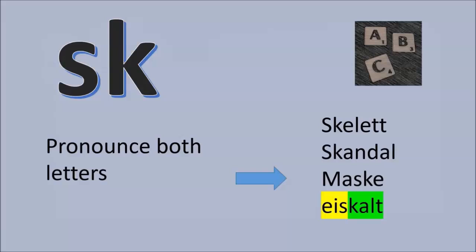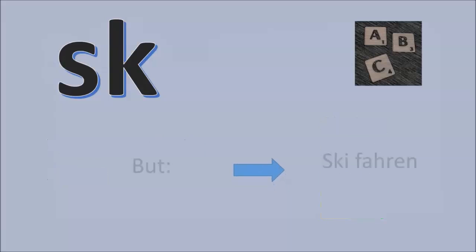A bit more pronounced is if it's again a compound word, which consists of two words. The first one is Eis and the second one is kalt. So here we pronounce them really separately. Eis, kalt, not eiskalt. Eis, kalt, in comparison to Skelett or Maske. But there's one but. It's not Skifahren, although you may hear people say it sometimes. It's Skifahren. So one exception, Skifahren.